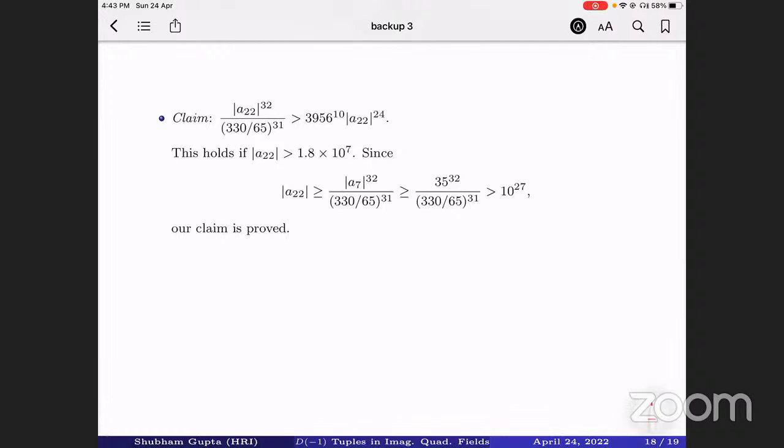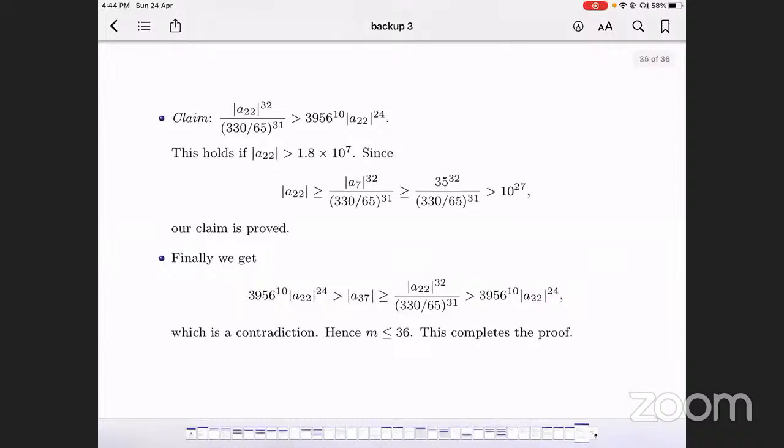After simplifying this inequality, we can get that the absolute value of a22 is strictly greater than 1.82 times 10 to the power 7. But we have seen that the absolute value of a7 is strictly greater than 35. So we use this lower bound of a37, and from here we can get the lower bound of a22, which is 10 to the power 27. So our claim is proved.